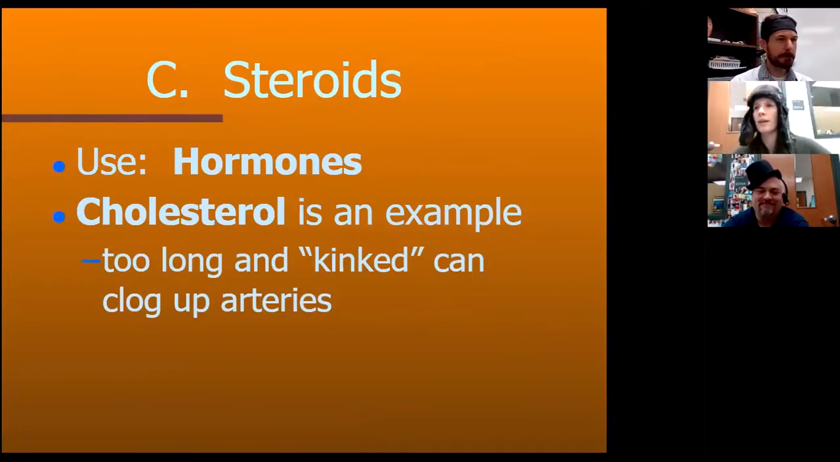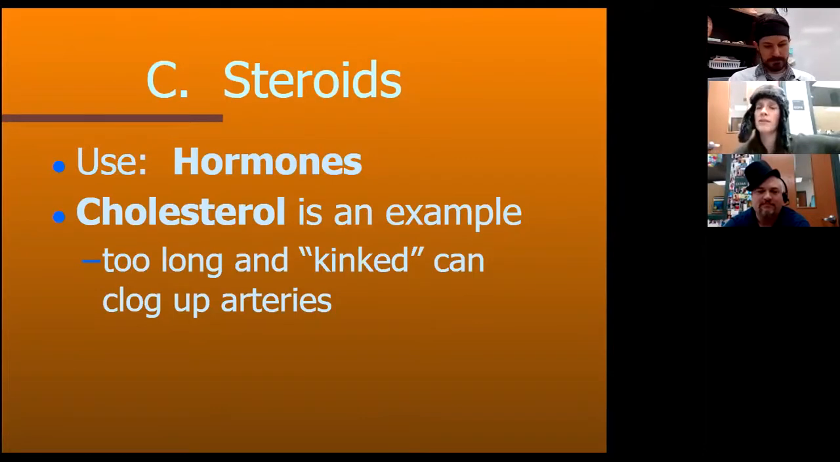So if you think about things like testosterone, estrogen, things like that in your body that are going to affect either our growth and development or just sending signals and messages throughout your body. One example of that would be cholesterol. You hear about that all the time, whether you have high or low cholesterol.